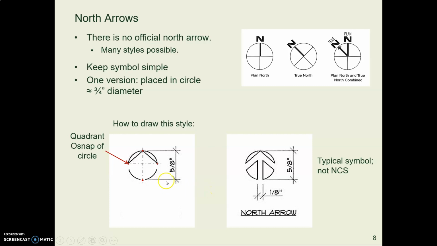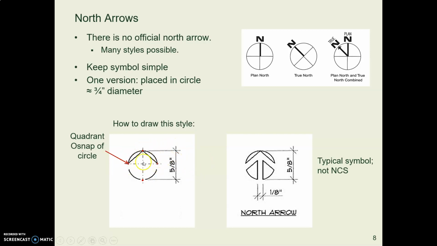You start with a circle, and does this look familiar? You know how when you put a label under your drawing, you say this is view 1 on sheet A1 or something. You make that bubble 5/8 in diameter. Well, look at this. You make the arrow circle 5/8 in diameter also.